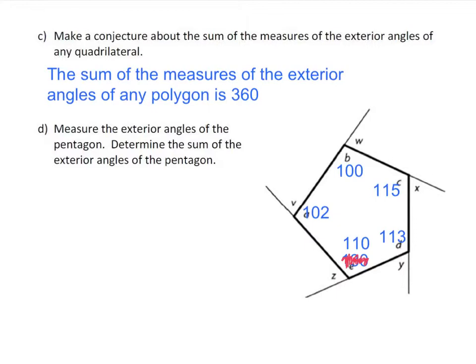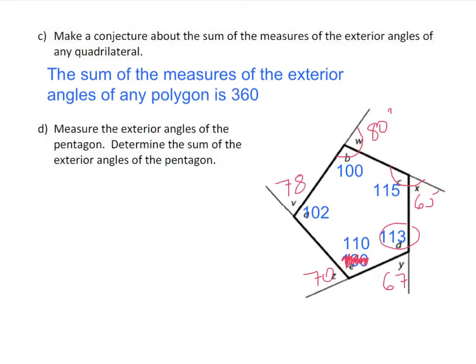So now let's find out what the exterior angles are. Remember that a whole line, supplementary, is 180 degrees. So that means that W is going to be 80 degrees. Over here, since this is 115 and this whole line is 180, that means X is going to be 65. Over here, Y is 67, just going 180 minus 113. Here Z is 70. And V is 78.